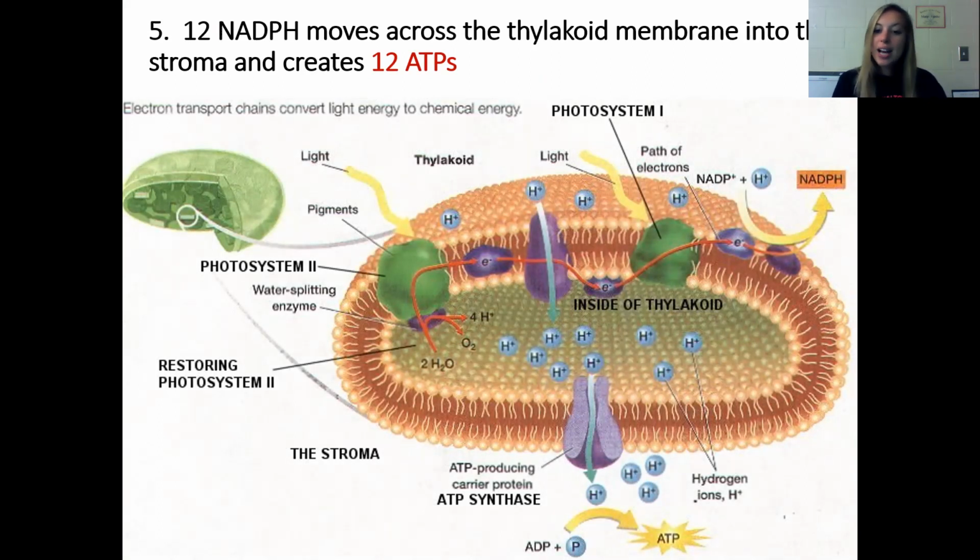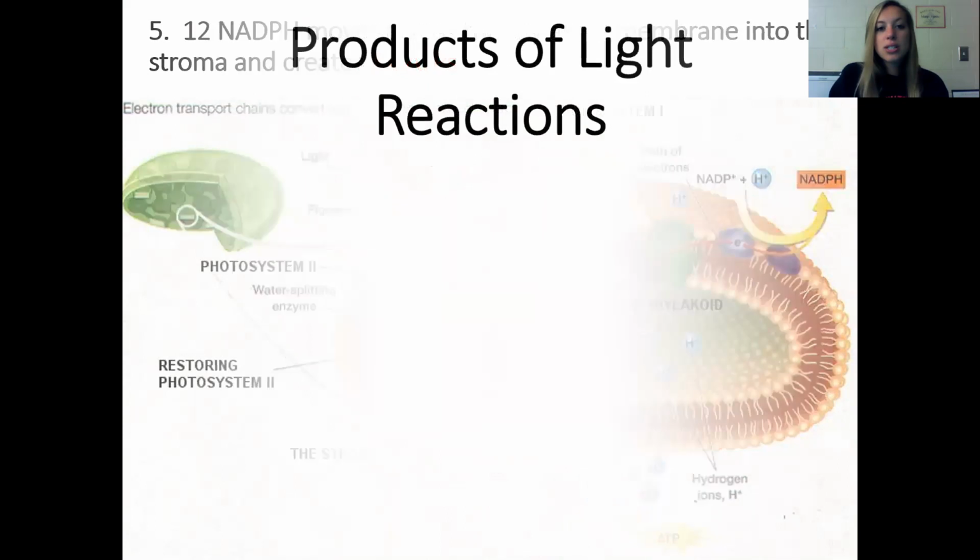We know that anaerobic respiration only creates 2, and aerobic respiration creates 36, which makes 12 somewhere in the middle. So this isn't an inefficient process because we are going to get 12 ATP from the light reactions.